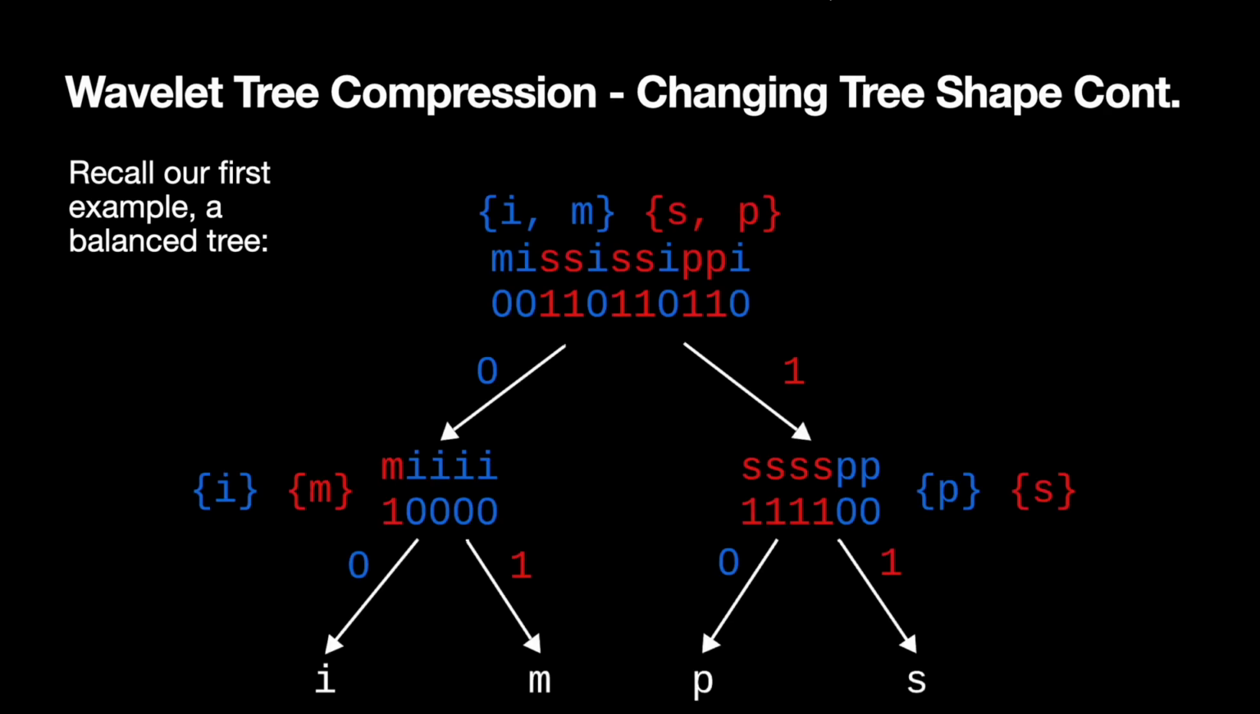Now, if you recall our first example, we used a balanced tree for Mississippi. So we had a split at the very root of the tree, IM and then SP. So it split into 2 and then split into 2 again. All the leaf nodes are at the same level.